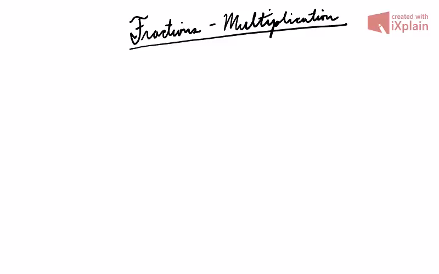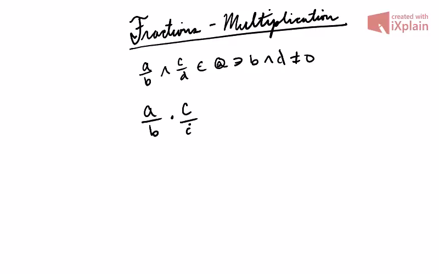So if you have a over b and c over d that are both elements in a set of rational numbers, meaning they're both fractions such that b and d cannot equal 0, if you have a over b times c over d, this is going to equal ac over bd. So you just multiply straight across, okay?